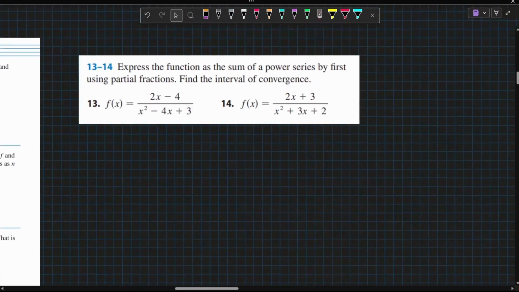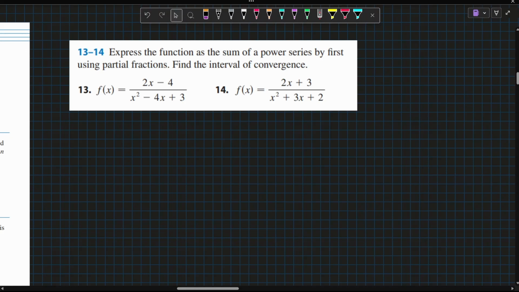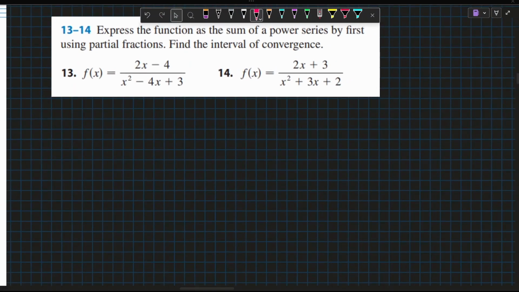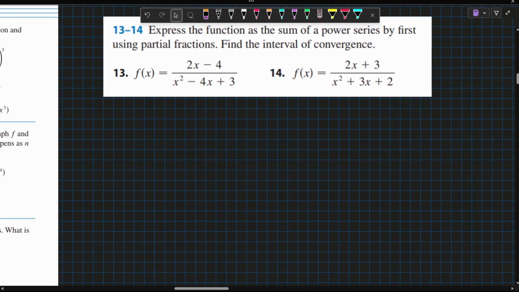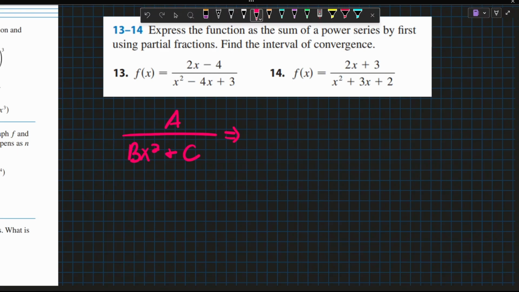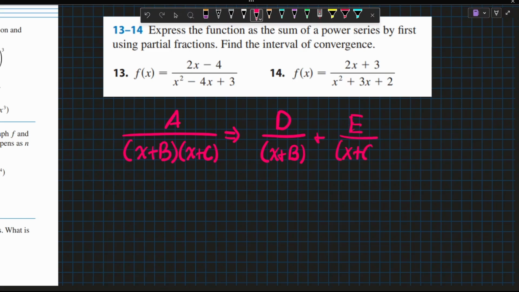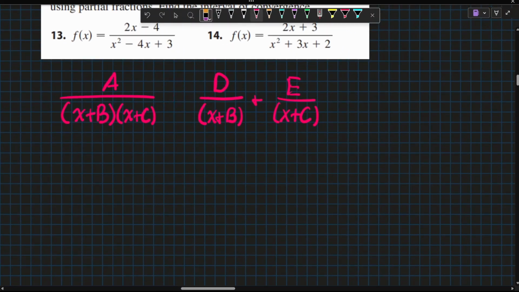Okay, let's see here. Now it's asking us to express the function as the sum of a power series by first using partial fractions. Okay, so the partial fraction concept tells us that if you ever have a over x plus b times x plus c, then this can be broken down to d over x plus b plus e over x plus c. So you can sort of undo what you did, or hypothetically did before.